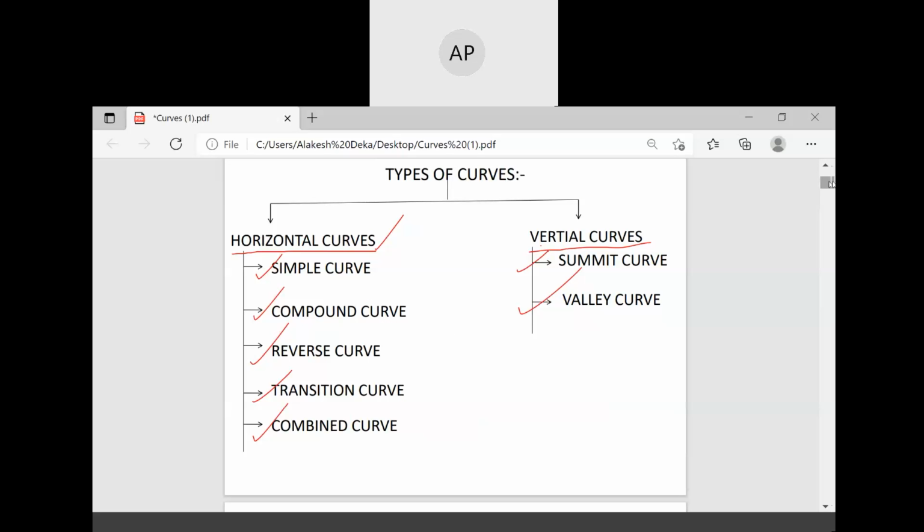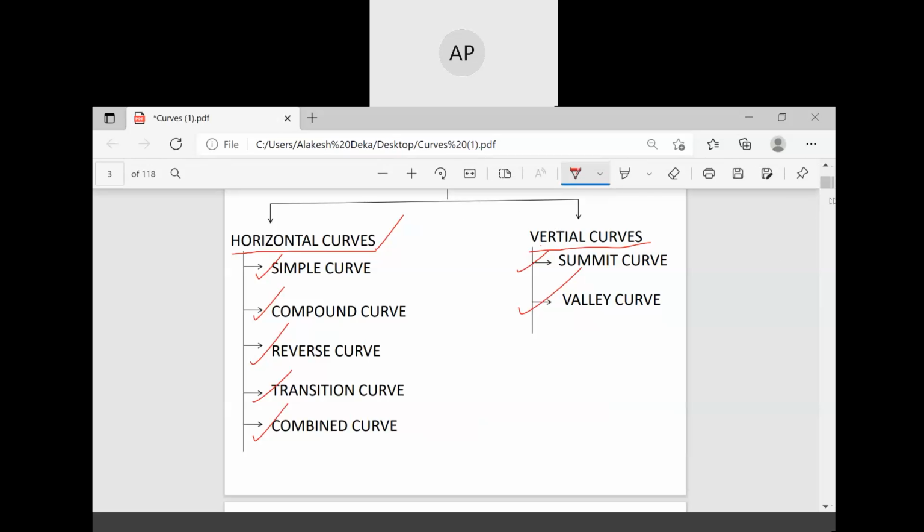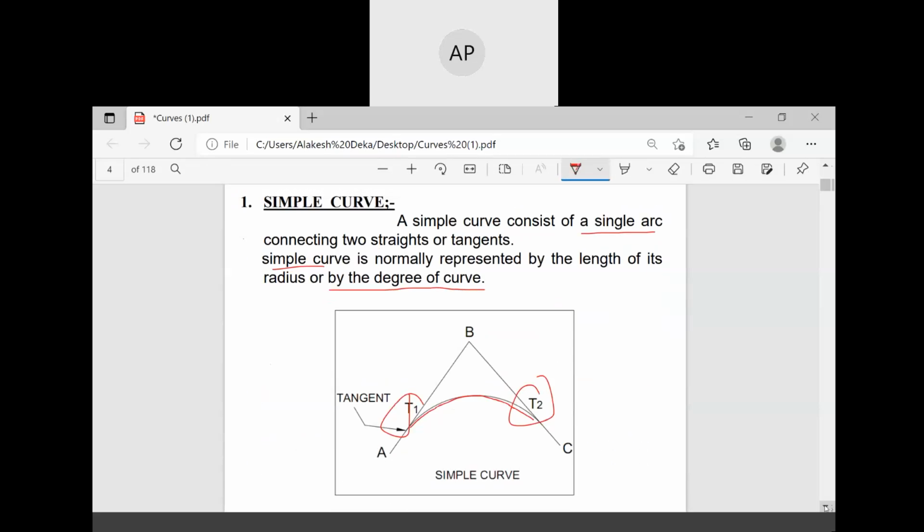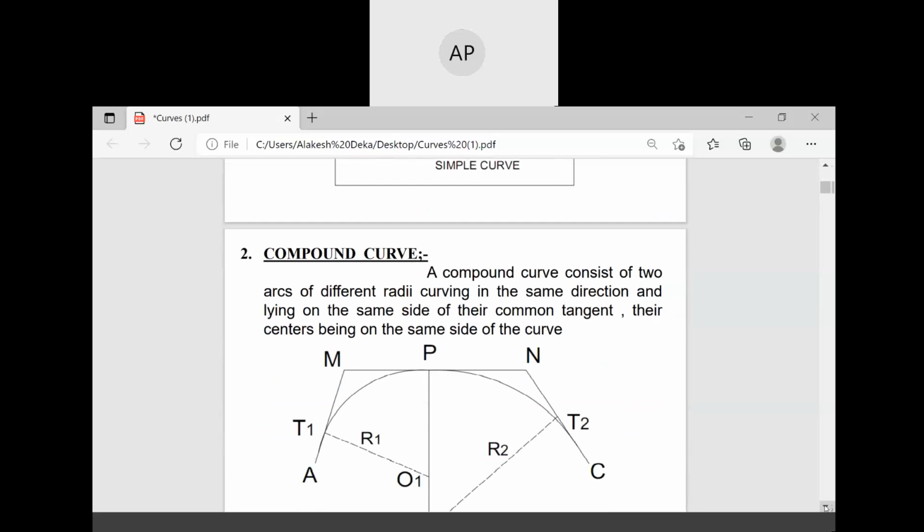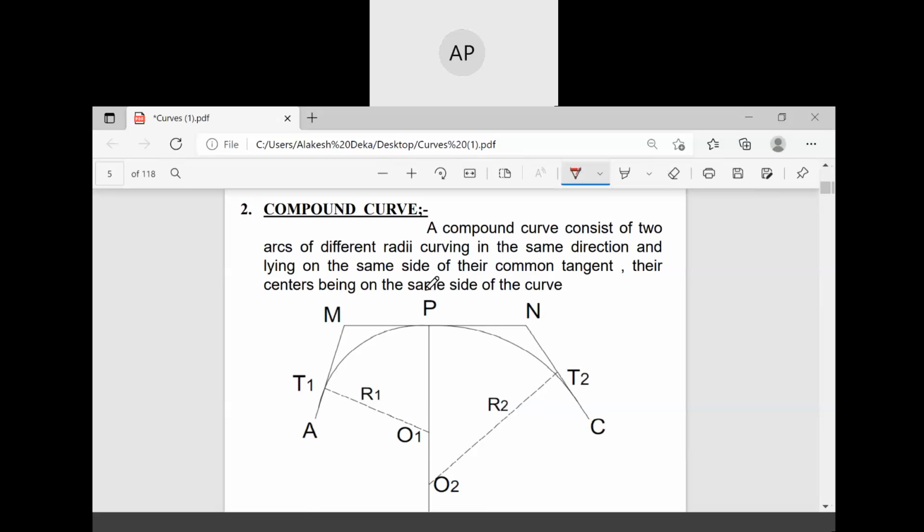So these are the different types of curves. I have already told you, horizontal and vertical curves. And the next one is your simple curve, which is represented by a single arc. In a compound curve, it has two arcs. For the compound curve, you only require the definitions. Definitions you have to remember.